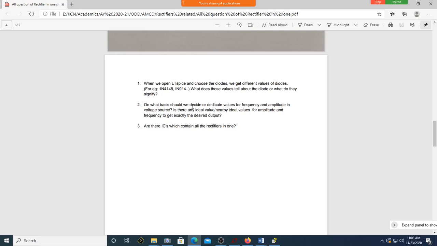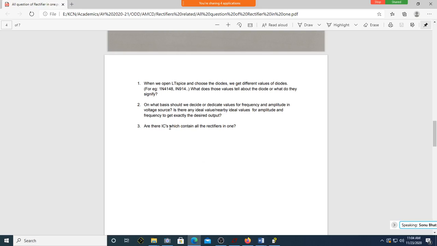On what basis should we decide the value of frequency, amplitude, and voltage? Frequency is not decided by us. Frequency for an AC signal, that too for a power supply, is always 50 hertz in Asia and other countries, except in the US, where the frequency is 60 hertz. The amplitude purely depends on your requirement. If your requirement is for a larger voltage, then you have to have a larger amplitude.